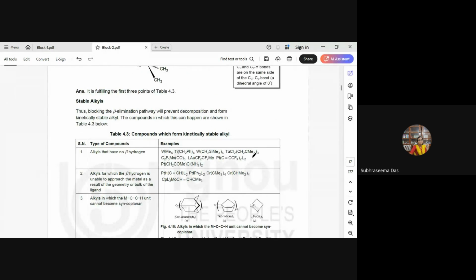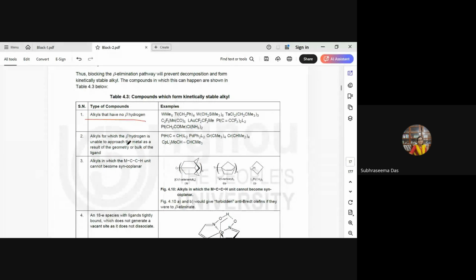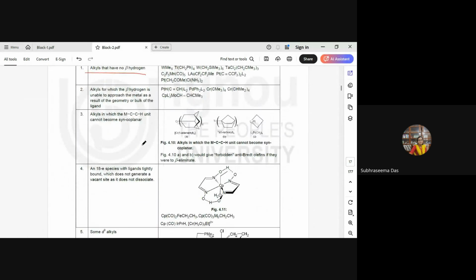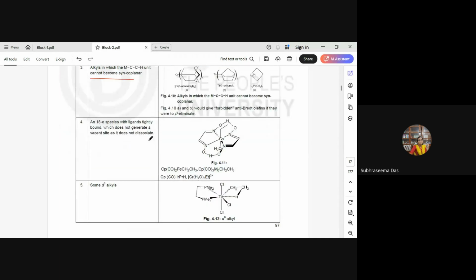Then stable alkyls. Blocking the beta elimination pathway prevents decomposition and forms kinetically stable alkyls. The compounds in which this happens are shown in table 4.3. If the alkyls do not have beta hydrogen, they are kinetically stable. If the beta hydrogen is unable to approach the metal, then it is kinetically stable. The alkyls in which the M-C-C-H unit cannot become syn coplanar are also kinetically stable.